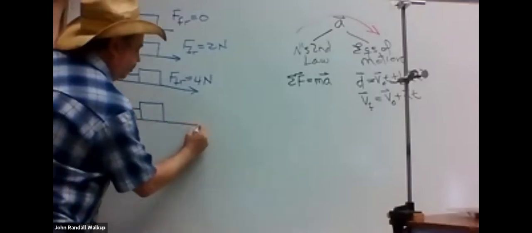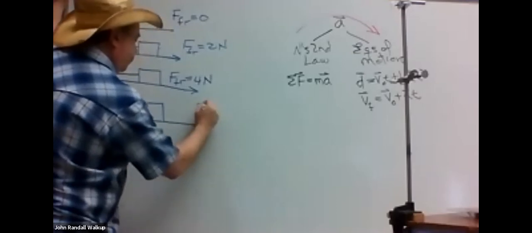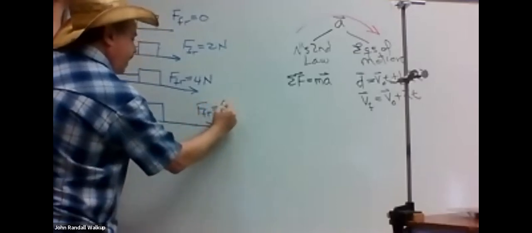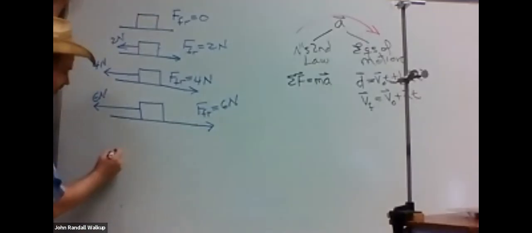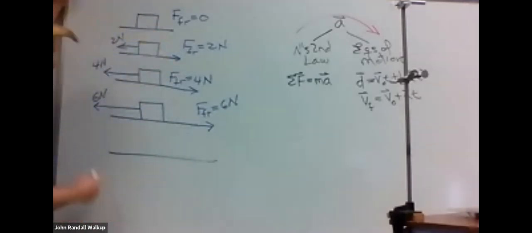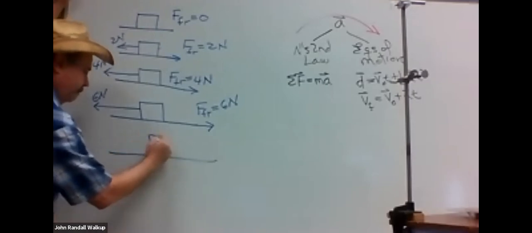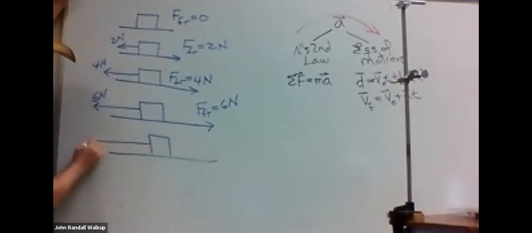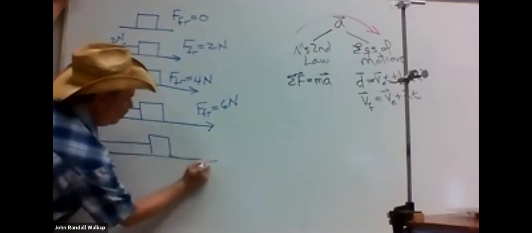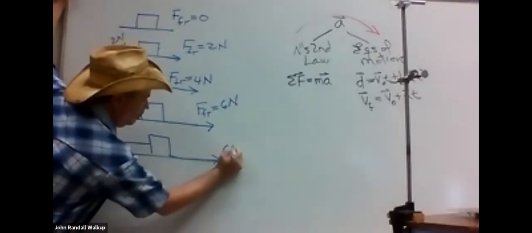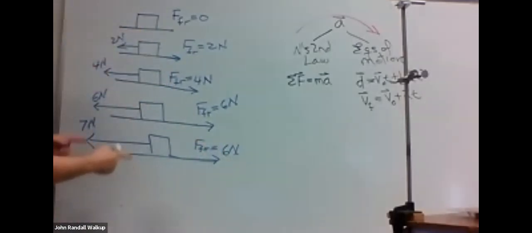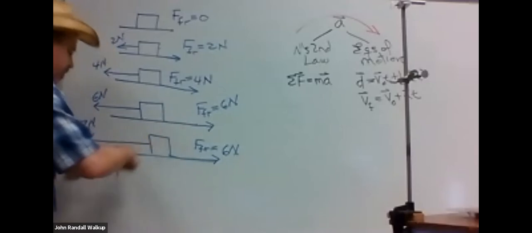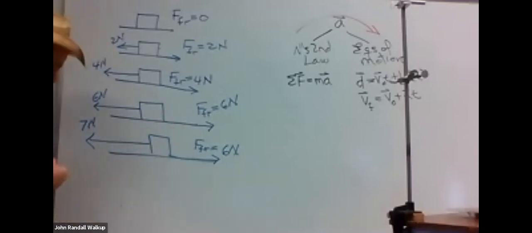And my force of friction responds with 6 newtons, but this is the maximum amount that it can. Now, what happens if I apply 7 newtons? If I apply 7 newtons, the force of friction is 6 newtons. It's reached its maximum. I end up, therefore, with a 1 newton vector sum.